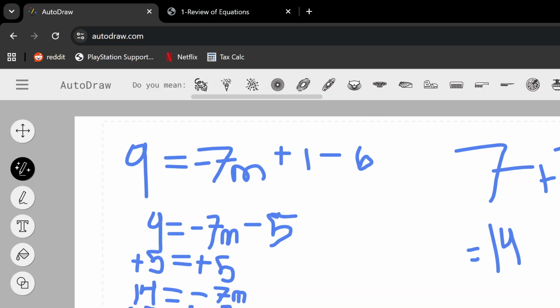So then we get, and remember, it's not positive 7, it's negative 7. This is just an example over here. All right, so then we get negative 2 equals m. And see, that's our answer again. Cool.